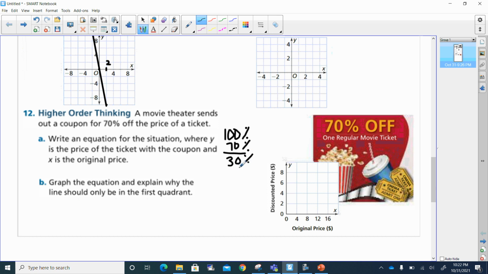And 30% as a number would be moving the decimal over twice. That would be 0.3. So this, because it says write an equation, would be y equals 0.3x. All right, and we'd stop there because we're starting at 0 from the price. So graph the equation and explain why the line should only be in the first quadrant.